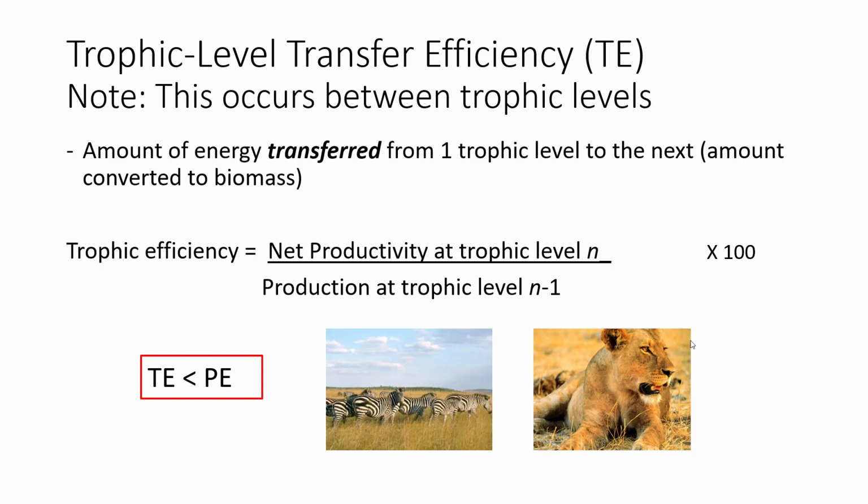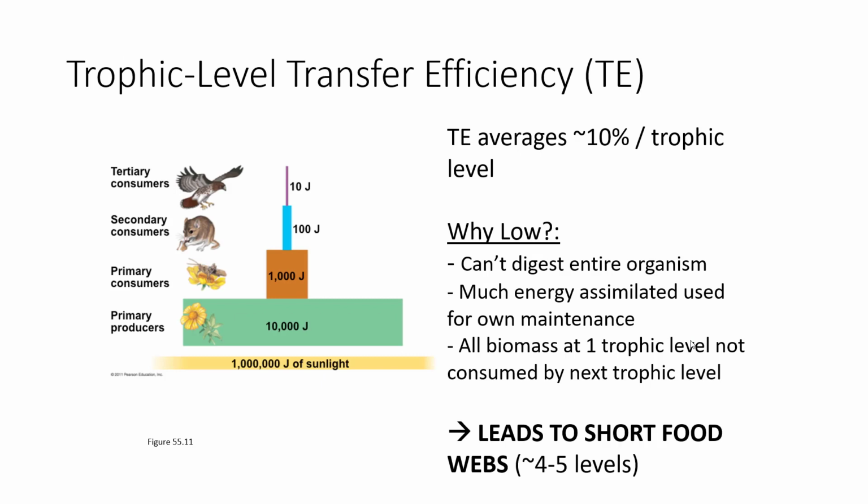And we're going to see that trophic efficiency is way less than production efficiency because as a net whole, you have a whole bunch of trophic interactions. And this is going to lead to these food pyramids. Trophic efficiency is, on average, 10% for each trophic level. It's called the rule of 10%. It's often wrong, but we're just taking it as a general guideline. Why is it so low? Well, mostly because you cannot digest the entire organism.